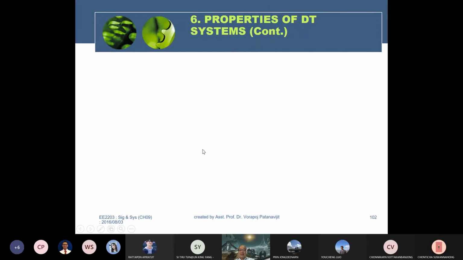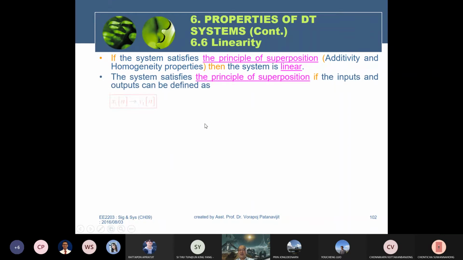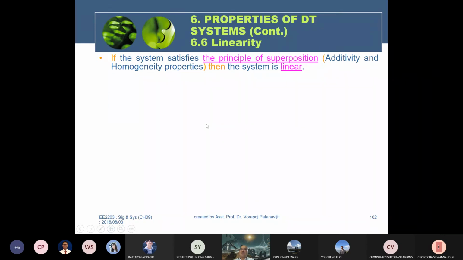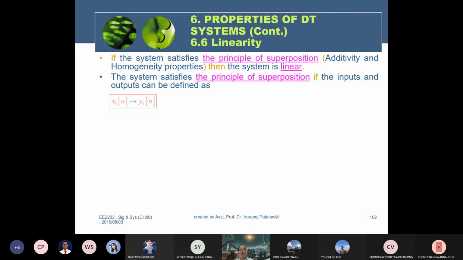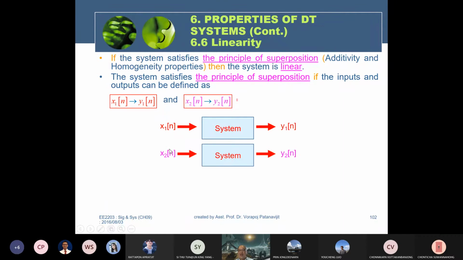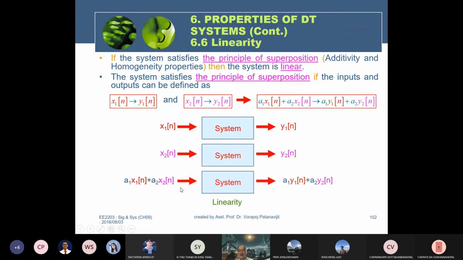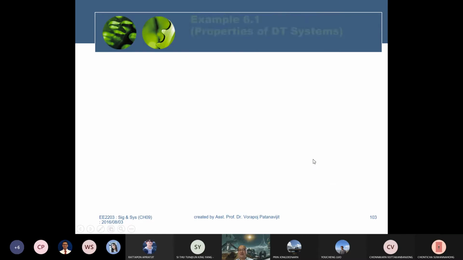And the last one is the linearity. If the system satisfies the principle of superposition, the additivity and the homogeneity properties, then the system is linear. We satisfy the principle of superposition if the input and output are defined like this. If you feed input x1, it gives output y1. If you feed input x2, output y2. If you feed x1 and x2 at the same time, the output equals y1 plus y2. This relationship we call the principle of superposition, used to prove a linear system.